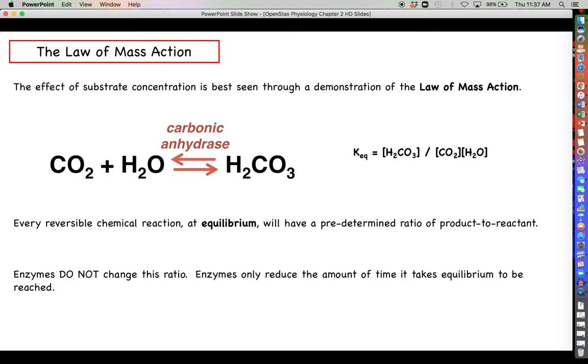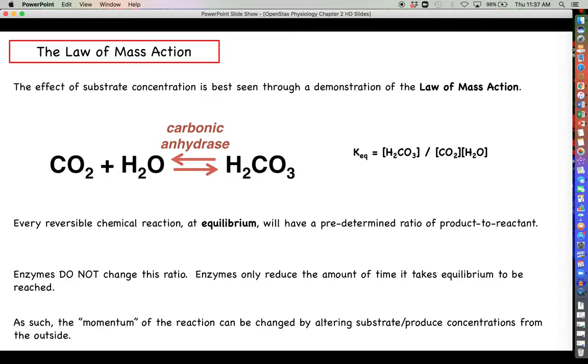So something to appreciate about enzymes is that enzymes do not change this ratio. All enzymes are going to do is speed up the reaction so that we reduce the amount of time it takes for equilibrium to be reached. Enzymes are not capable of changing the equilibrium value. That would require changing the laws of thermodynamics. All enzymes do is speed things up so that equilibrium is reached much faster.